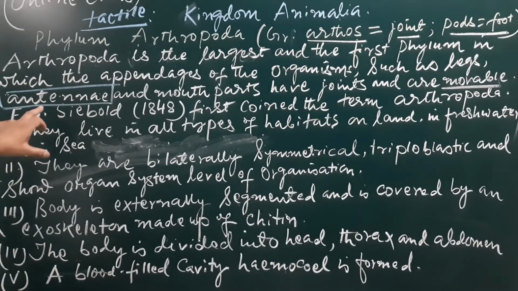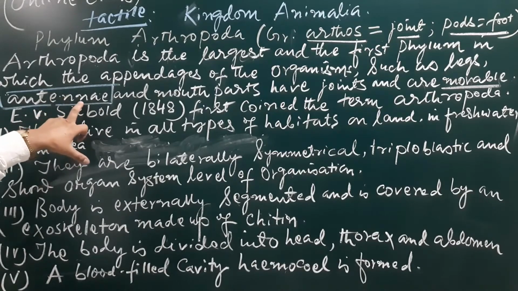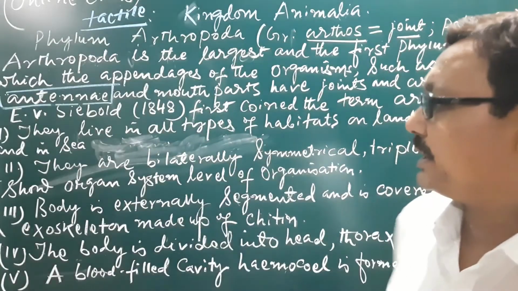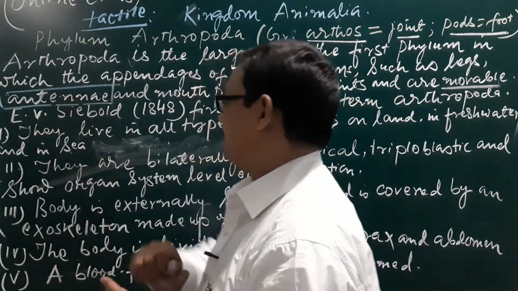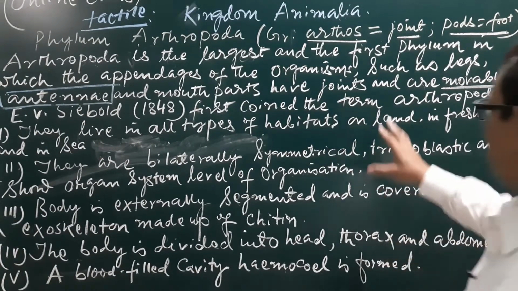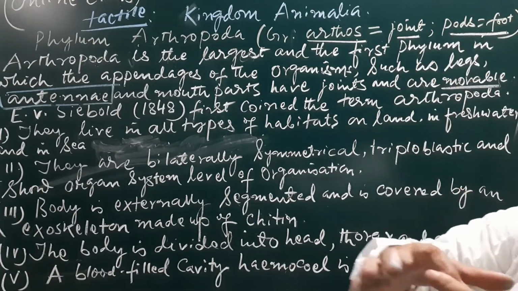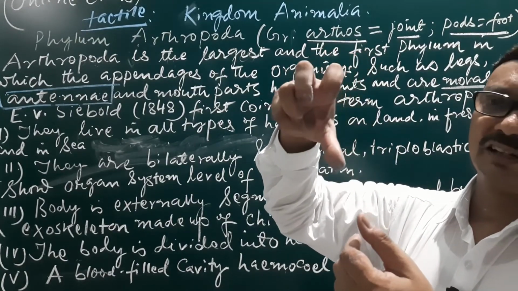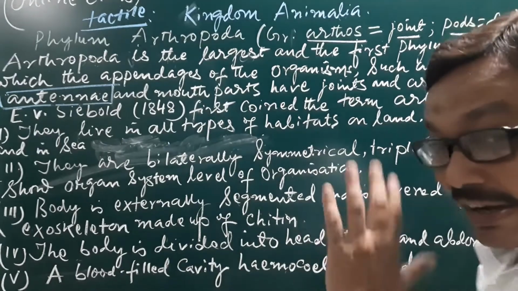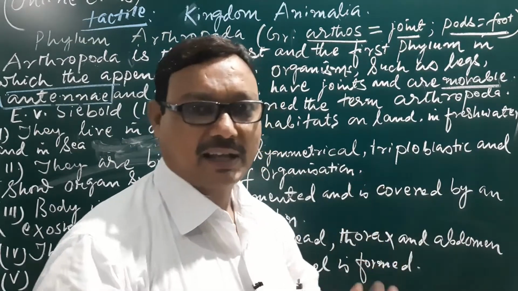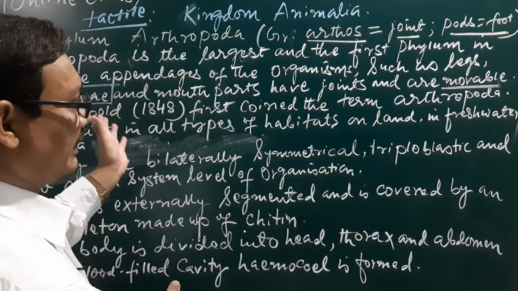That means it may help in the sensation of touch. समझें, टच के सेंसेशन को परसेप्ट करने में ये सहायता करता है एंटेना. And mouth parts have joints and are movable. जॉइंट के रहने के कारण, इसके अंदर इस तरह से मूवमेंट हो सकता है. तो इसके पैरों में जॉइंटेड लेग रहने के कारण, जॉइंटेड फुट रहने के कारण ये अपने पैरों को मूव करा सकता है, जो कि इससे पहले वाले में हम लोगों ने नहीं देखा था.